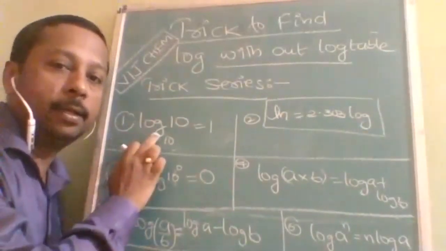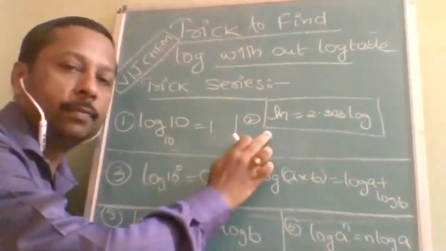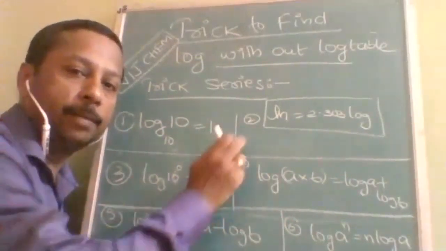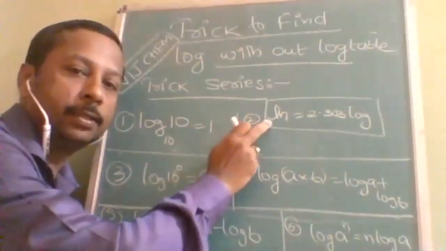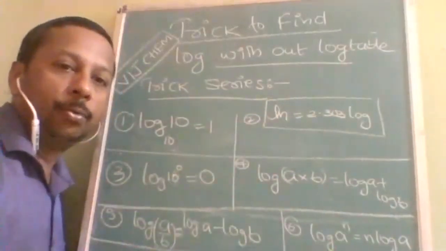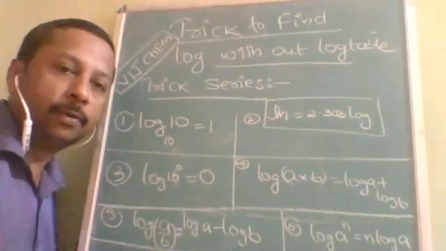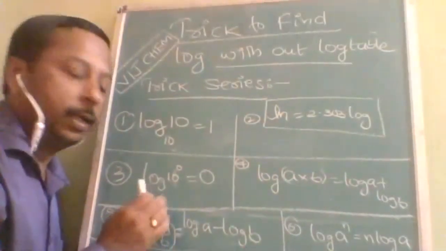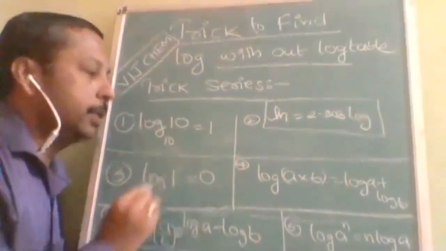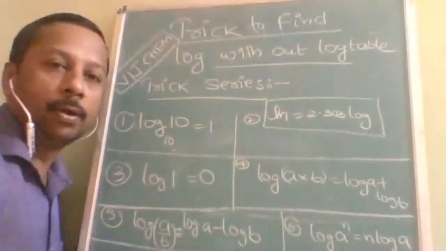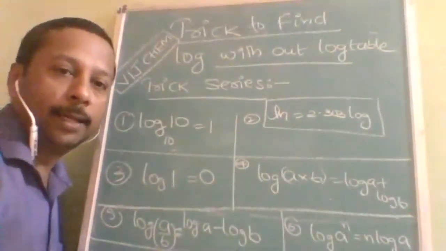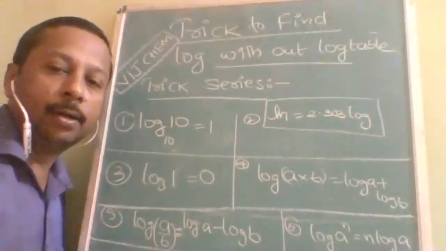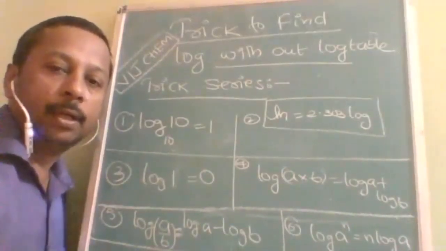Log 10 is 1. If something is given as ln, convert it, because all these formulas use log only. If something is incidentally given as ln, simply multiply it with 2.303. You can write it in the form of log. Log 1 is equal to how much? 0. Log a into b is equal to log a plus log b. Log a by b is equal to log a minus log b. And log a to the power of n is equal to n log a.